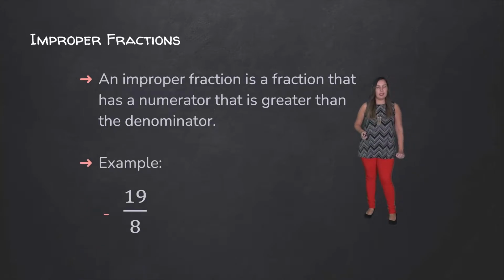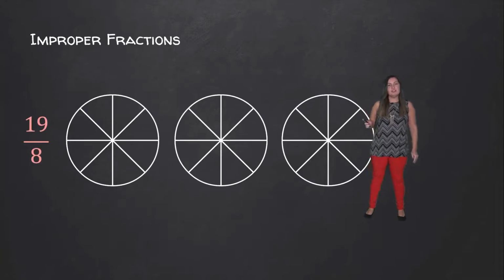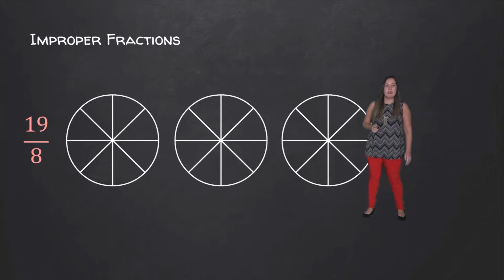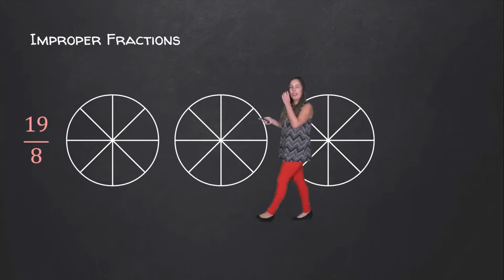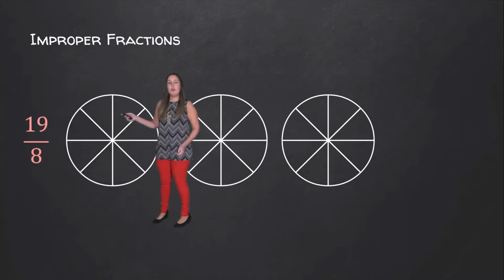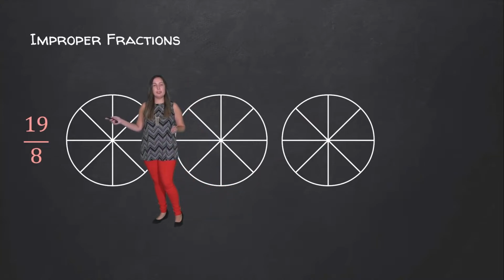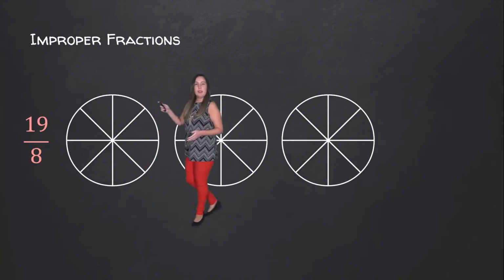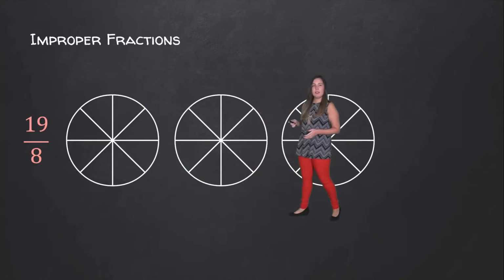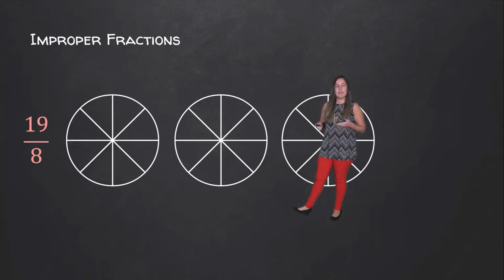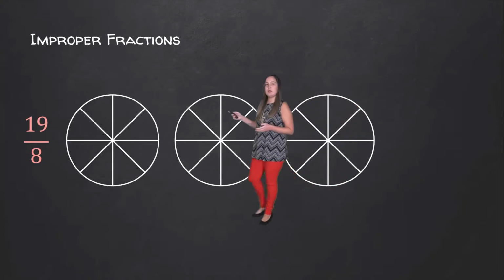For example, here we have 19 over 8. And notice that our numerator is 19, and that is greater than our denominator, which is 8. So let's take these models so that we can model 19 over 8. So in a fraction, normally the number on top, our numerator, is smaller than our denominator to represent parts out of a whole. Now, if we have 19 parts out of pieces that are divided into 8, that means that we're going to have more than one whole. So let's see what that would look like.